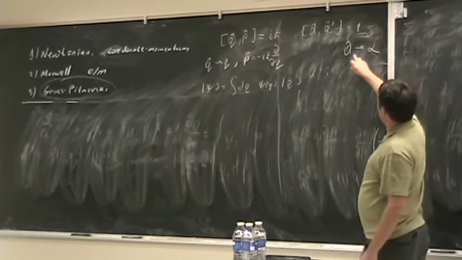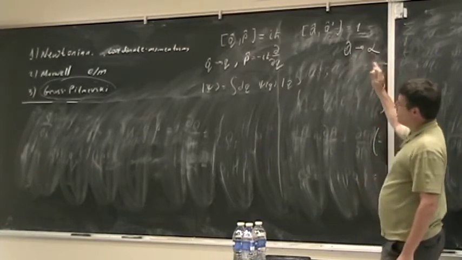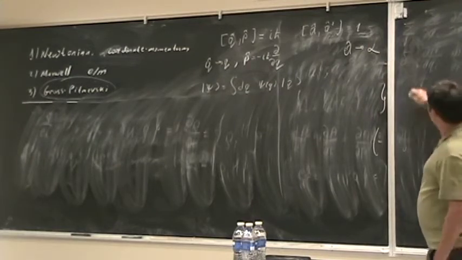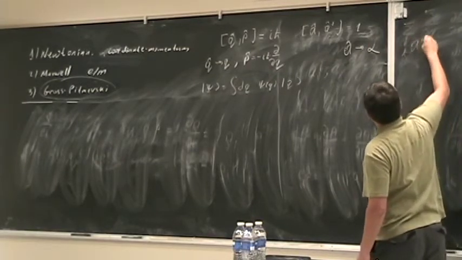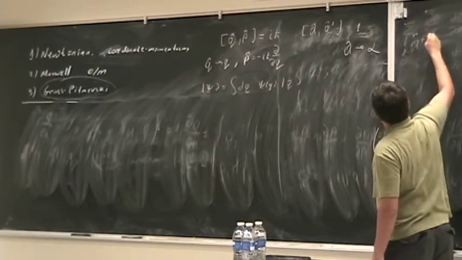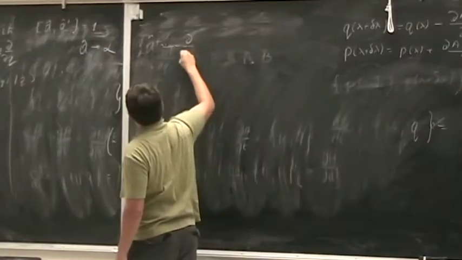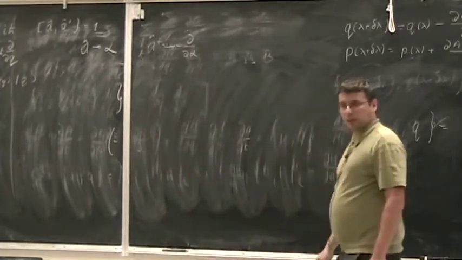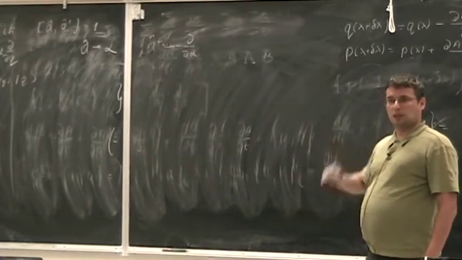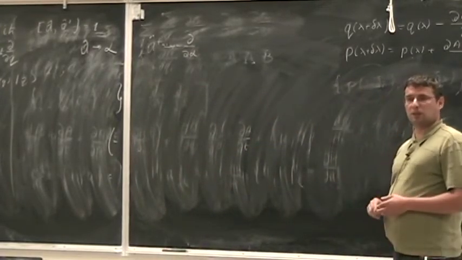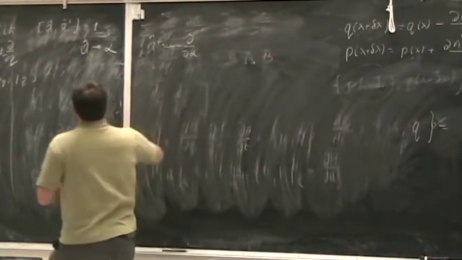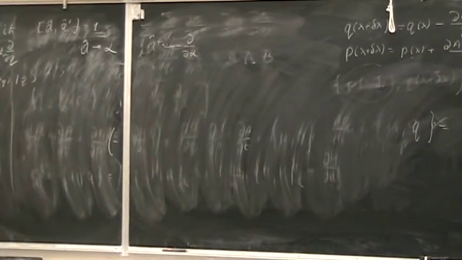You can say that a hat goes to alpha. I don't want to use a, because A's without a hat look too similar. And a dagger goes to minus d by d alpha. So obviously if we use this, we will satisfy these commutation relations. And the natural states where this representation is realized are coherent states, as we all know.